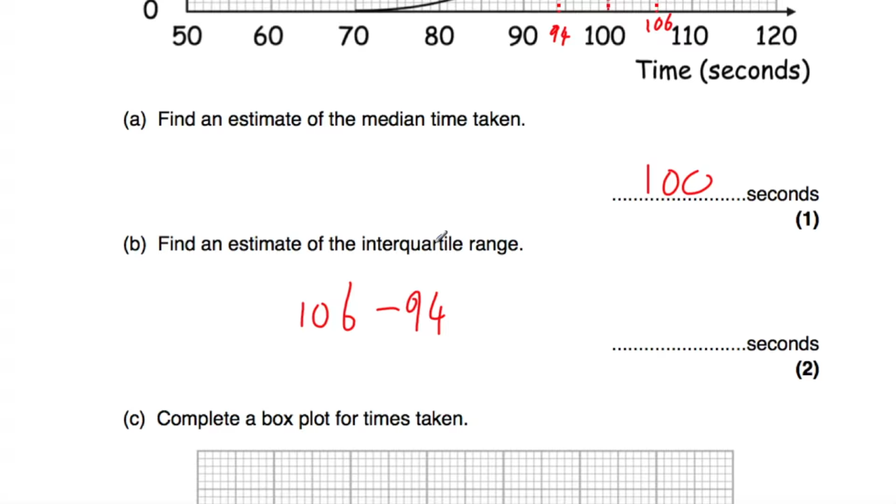And to find our estimate for the interquartile range, we'll do our upper quartile, subtract our lower quartile, and 106 take away 94 is equal to 12. So our estimate for the interquartile range is 12 seconds.